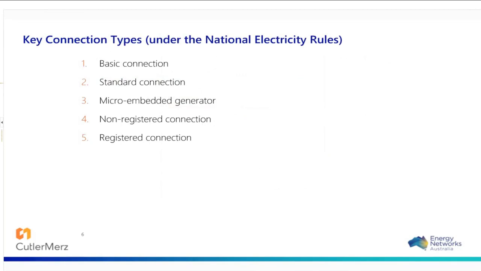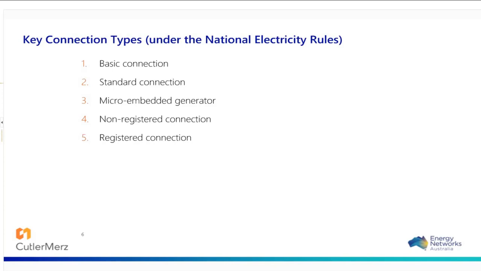Just a few definitions for those of you who aren't familiar, because we'll be referring to these not just today, but throughout the project. The types of connections that we'll be talking about: the basic connections, and these are the definitions under the National Electricity Rules. The basic connections are the smallest types of connections at low voltage, which are relatively straightforward for the network service providers to process, inverter-based micro-embedded generation.